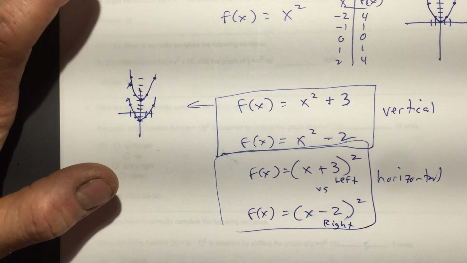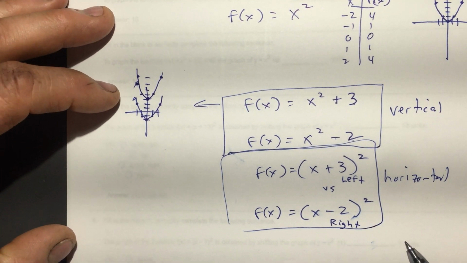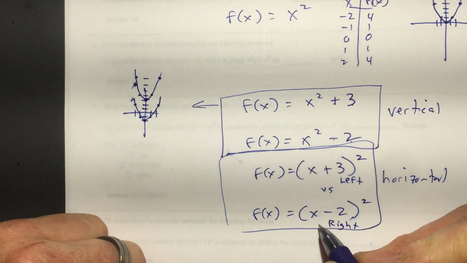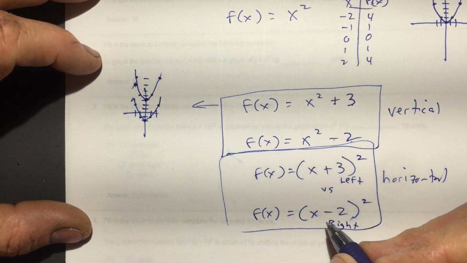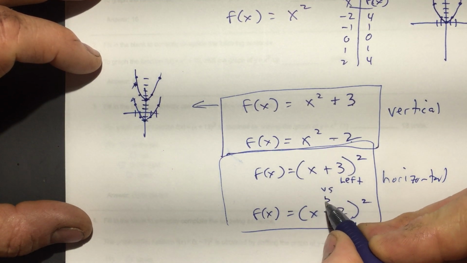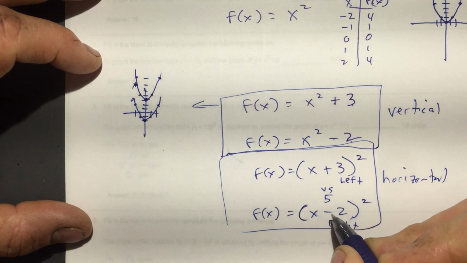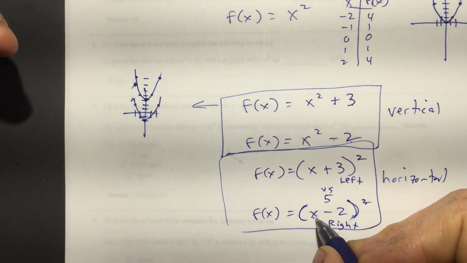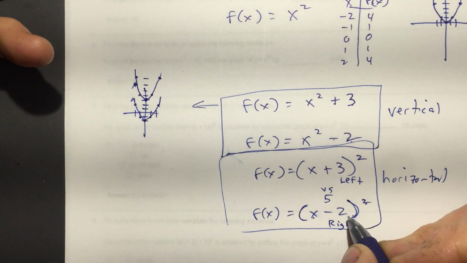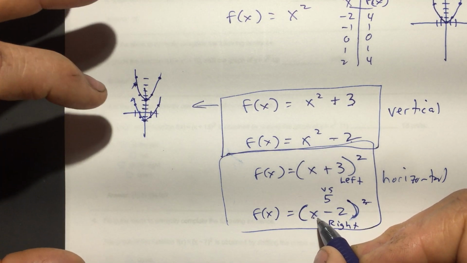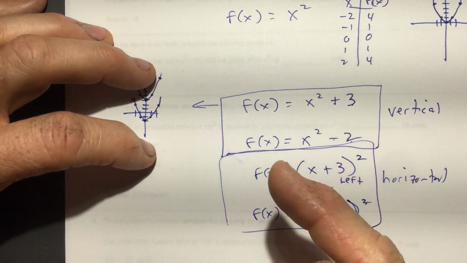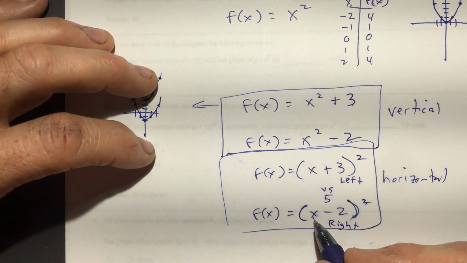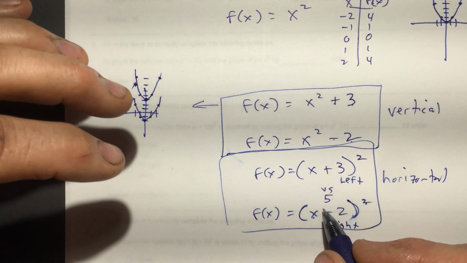In other words, suppose I want this value here to be 5. So I want 5 squared. What would x have to be? Well, x would have to be 7, because 7 minus 2 would be 5, which means x has to be 2 more than 5, which means it moves it to the right. X would have to be 7, 2 more.